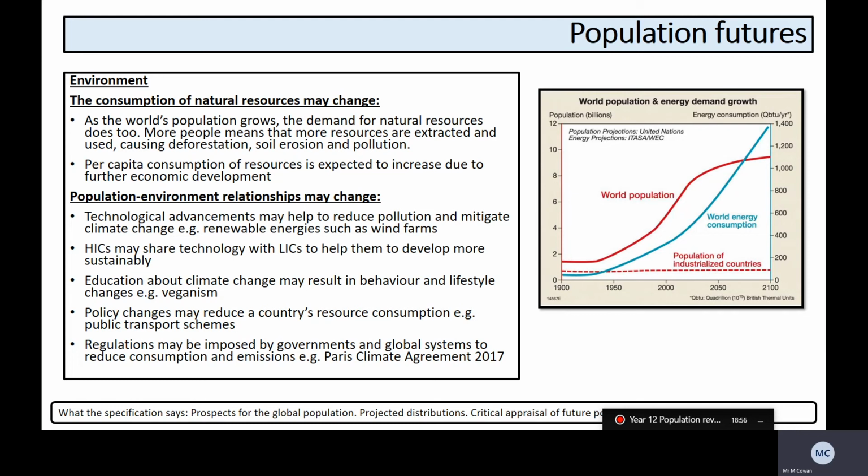And education about climate change may result in more veganism. It was the most searched for term in the term's history just over Christmas in terms of veganism, with more and more people recognizing the impact that potentially lifestyles of fast food are having upon the planet. And policy changes may reduce a country's resource consumption, so there might be more public transport schemes. And regulations equally imposed by governments and global systems to reduce the consumption and the emissions, such as the Paris Climate Agreement in 2017, are likely to be ongoing.